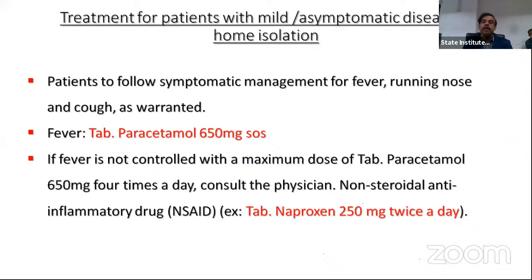And the dose is 250 mg twice a day. So if the patient's fever does not subside after taking paracetamol 650 mg 4 times a day, you should switch over to naproxen 250 mg twice a day. Why? Because it is a stronger anti-inflammatory drug.